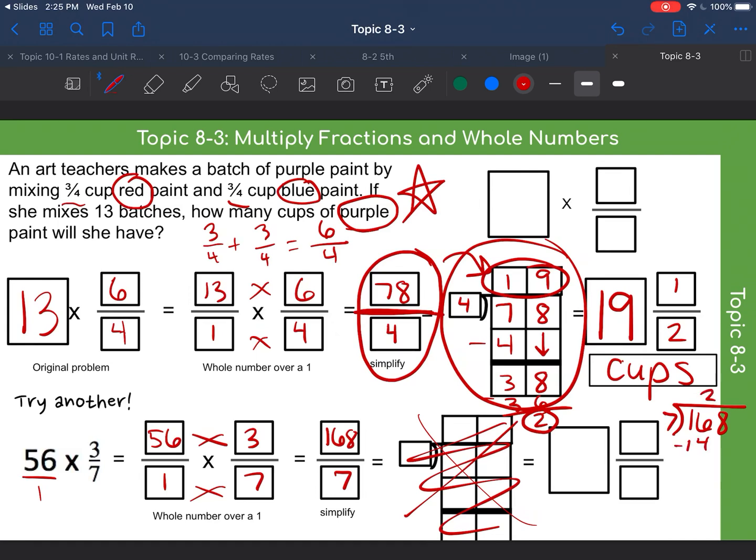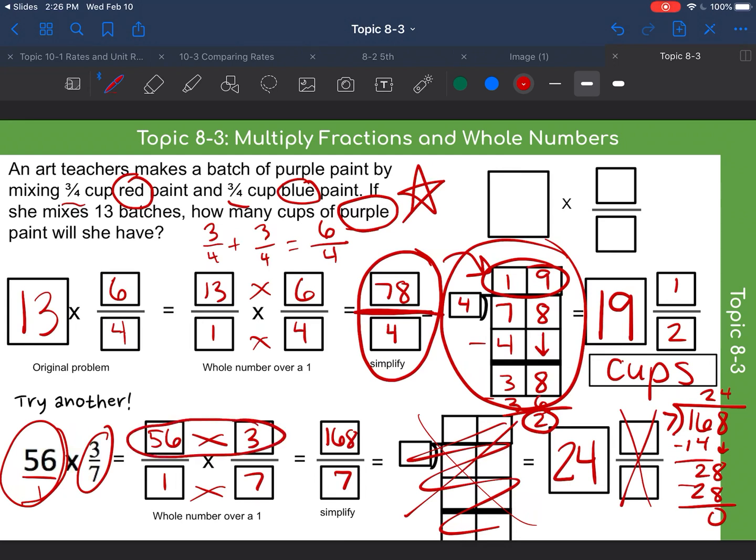7 goes into 16 twice to get 14. We subtract, we get 2. Bring down the 8. 7, 14, 21, 28. We get 28 exactly. We get 0. So 168 divided by 7 is 24. We don't even need to use that because we didn't get any remainders. Now, you may notice that multiplying this big whole number times this fraction is a lot of steps, because we have to figure out what the multiplication is, and then we have to figure out what the division is.